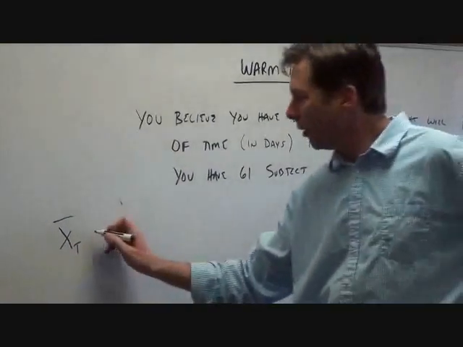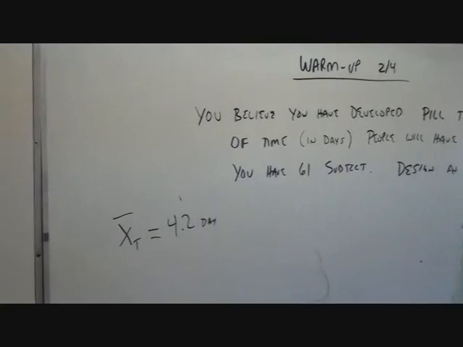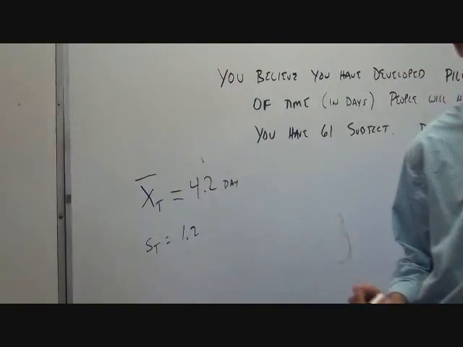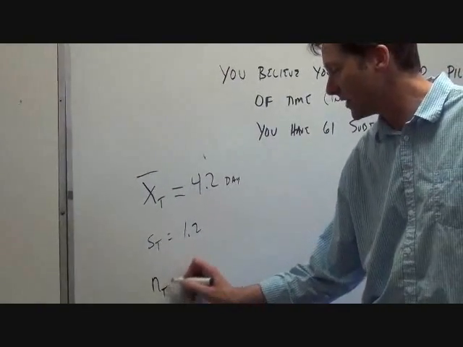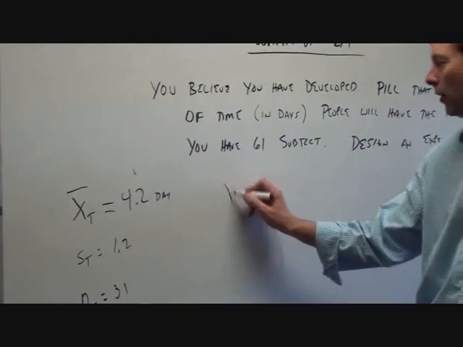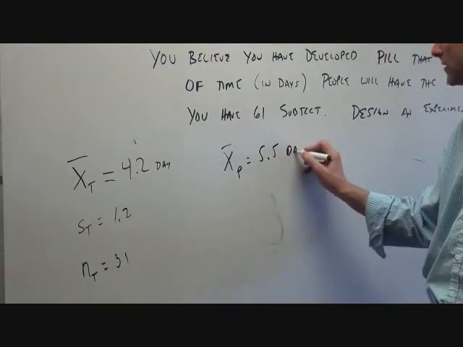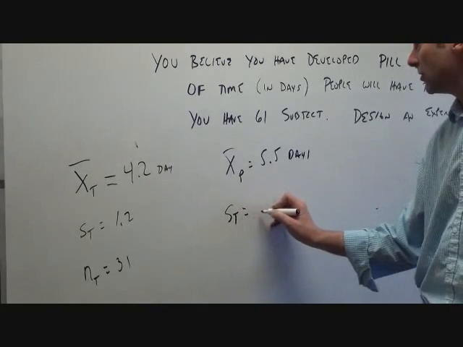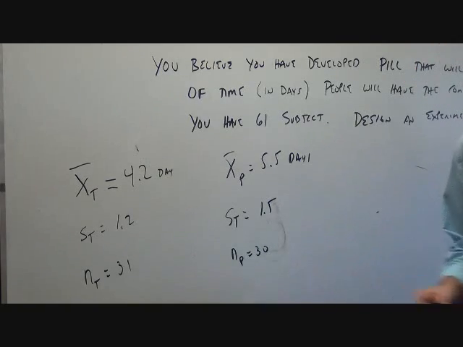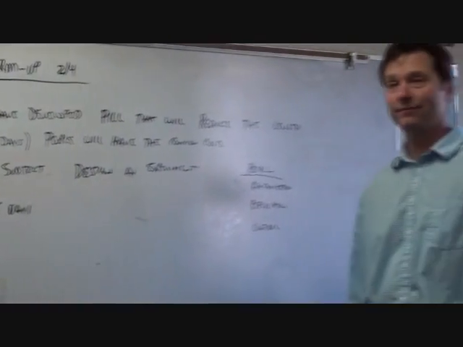Our treatment group got better on average in about 4.2 days. Their sample standard deviation was about 1.2 days, and let's say these guys had a sample size of 31. Now in our placebo group, they got better on average in about 5.5 days. Their standard deviation was about 1.5 days, and let's say that's the group that only had 30 people in it.